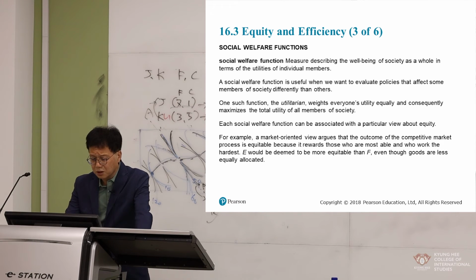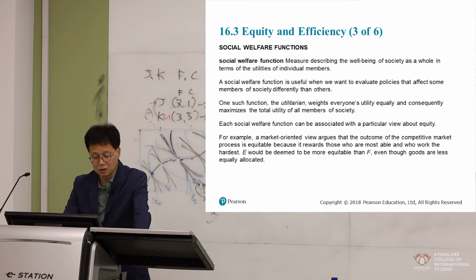This outcome of the competitive market process is equitable. That is the market-oriented view, right? All the Pareto efficient allocations are equitable because they reward those who are most able and who work the hardest. Work hard, more hours of work, receive more wages. A more able person means a more productive person, who receives higher wages than the other, for example, right? So E would be deemed more equitable than F, even though goods are less equally allocated.